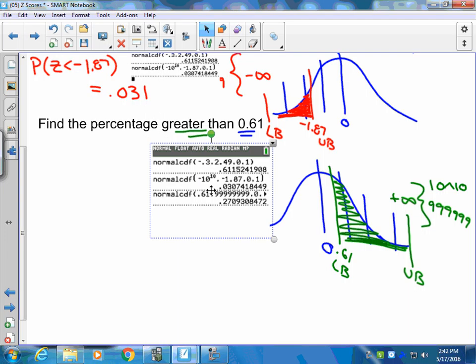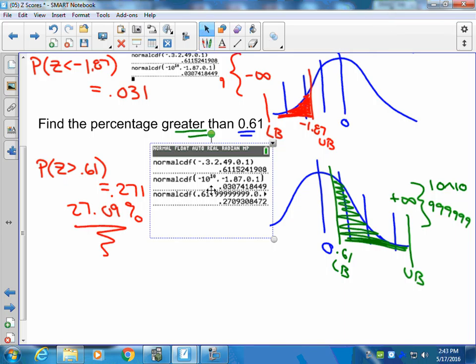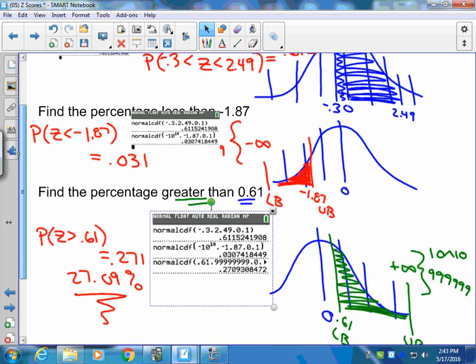Okay, and you want to make sure that your answer makes sense based on what you see in your graph. Does it make sense that that green shaded region, the probability of z being greater than 0.61 equals 0.271 or 27.09% of your graph? Okay, you want to make sure that these make sense overall. Okay, so that is how we can use z-values and boundaries to find the probability of being in a region.